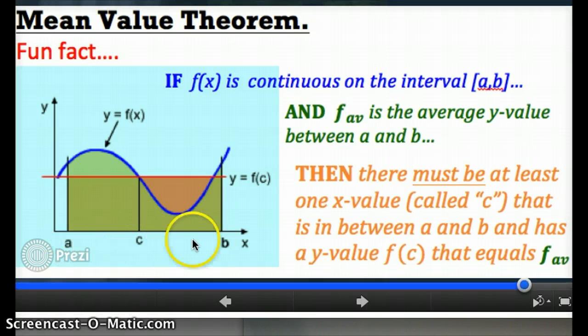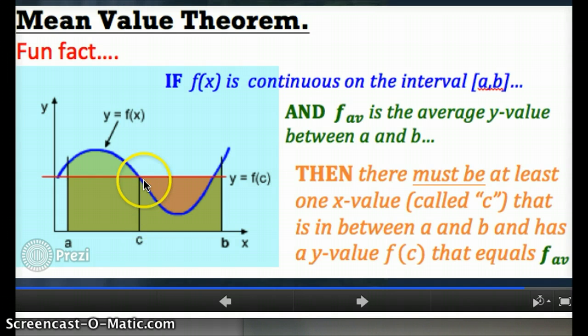It's going to be an x value in between a and b. And for this special x value, there has to be an x value that has a y value that is exactly the same as the average of the function. In other words, if you have an average value between a and b, the function has to actually cross that average value line. There has to be some point where the value of the function, its y value, is the same as the average that you calculated for the whole range. Okay, store that away as a fun fact. It's the mean value theorem. You should recognize the picture.